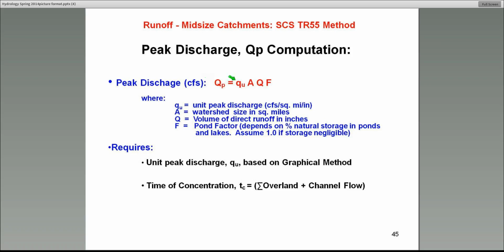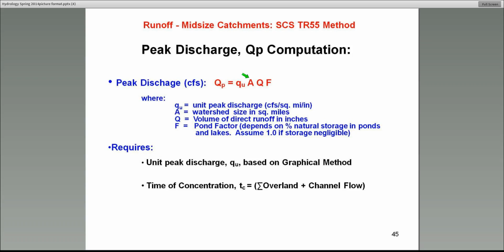For example, this QU, which is called the unit peak discharge, is obtained from a graph. I'll share that graph with you in a minute. And the units of that are CFS per square mile per inch. That's why it's called a unit peak discharge. It's like a unit hydrograph peak, but I won't get into that discussion at the moment. All I'm going to say is where it comes from and what it represents. You have to multiply by area. This area, by the way, is not in acres but in square miles. Keep that in mind. So this is the watershed size in square miles.